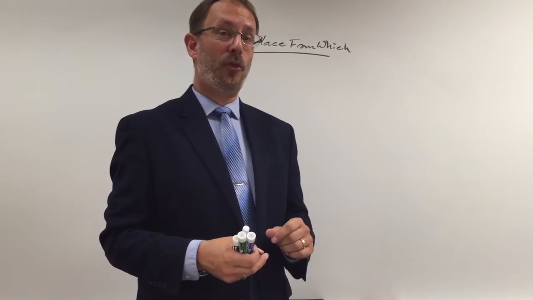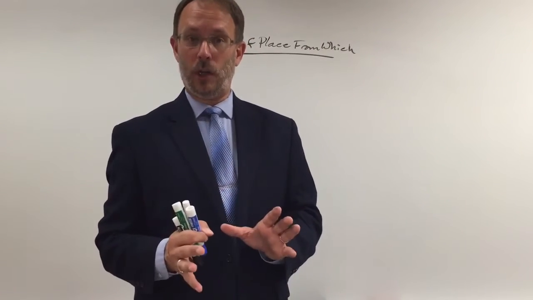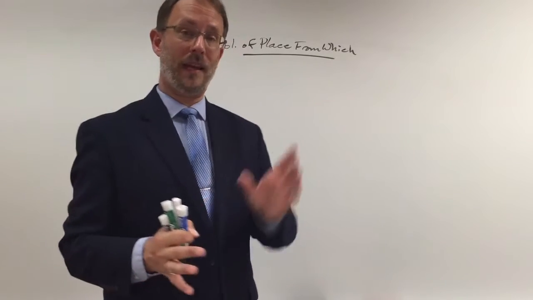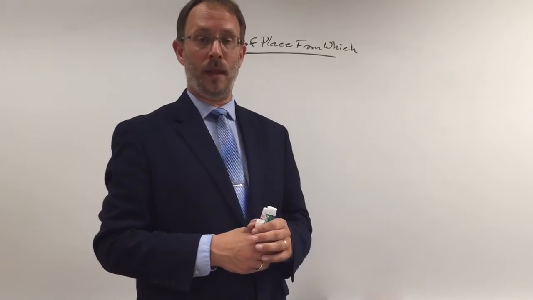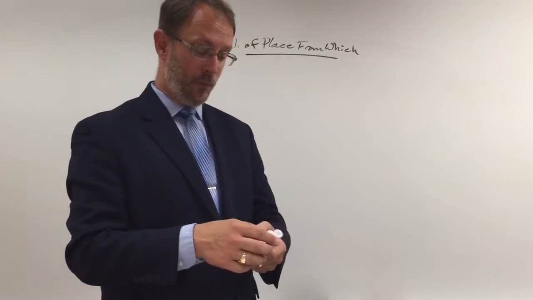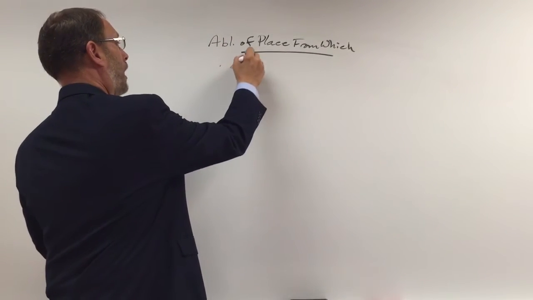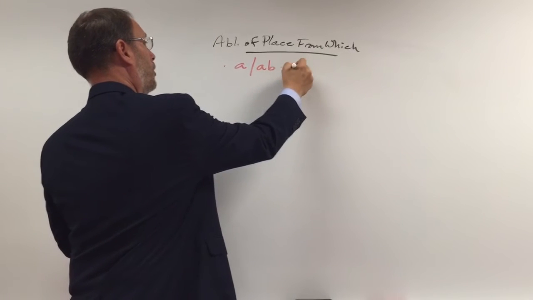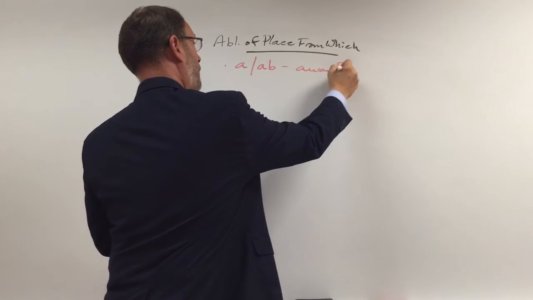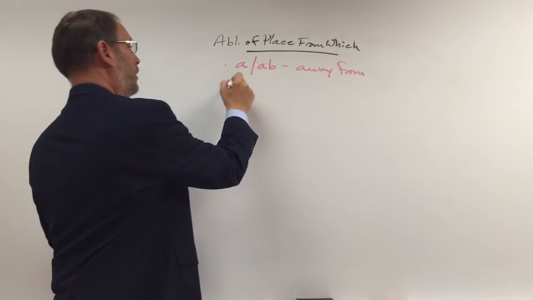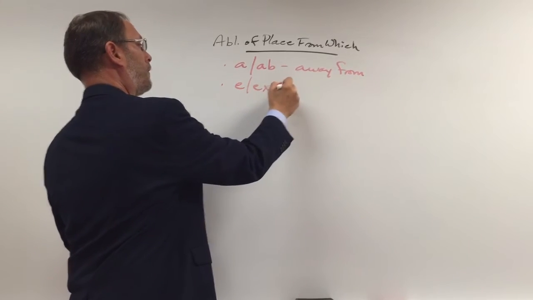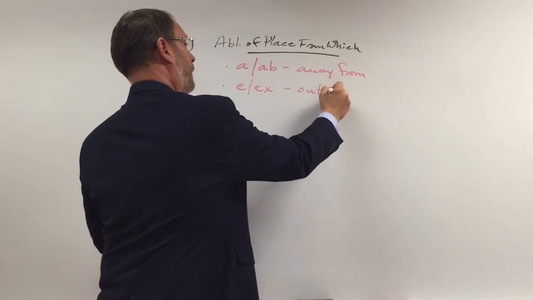Now we want to talk about the third space relationship that we have, and that's moving away from something. Ablative of place from which. And there's three ways this works in Latin. We have three different prepositions we can use. We can use the preposition a or ab, which means away from. We can use e or ex, which means out from.